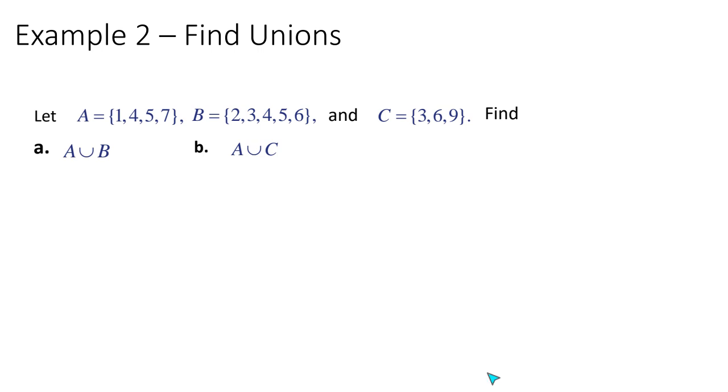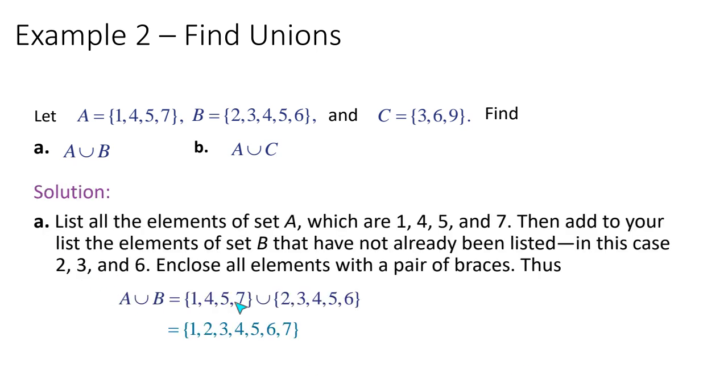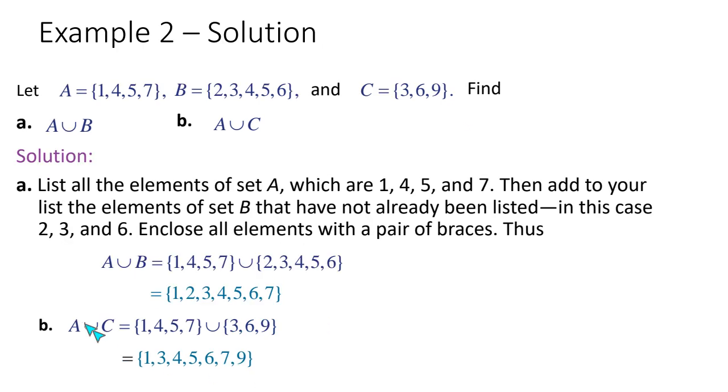Okay, so let's look at an example. If A is equal to 1, 4, 5, and 7, B is equal to 2, 3, 4, 5, 6, and C is 3, 6, 9, then we have A union B. The union is going to be everything in A, so 1, 4, 5, 7, and everything in B. So we're going to end up with 1, 2, 3, 4, 5, 6, 7. And then for A union C, we would take everything in A, which is 4, 5, and 7, and everything in C, which is 3, 6, 9.